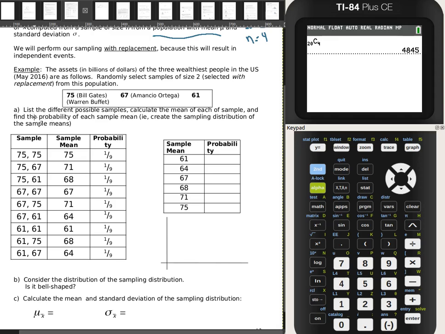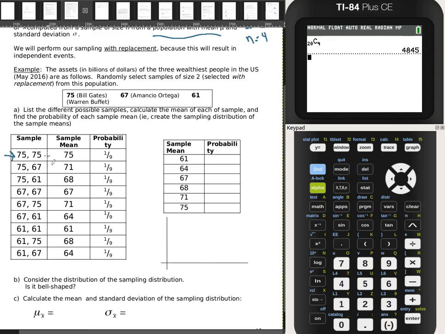So what we're doing here is, first we're going to list all of the possible samples that you can take. And since we're using replacement, it's possible to pick the same person twice. So this sample with the 75s twice, we happen to pick Bill Gates twice. But these are actually all the samples that are possible. We can get both 75, or we can get 75 and then 67, or 75 and 61. These are all of the combinations of length 2 that you can get out of a set of 3 things. And so we've just enumerated them here.